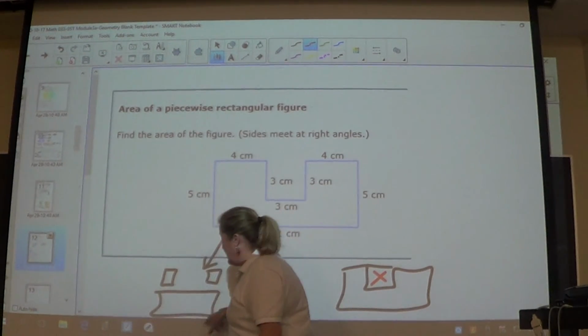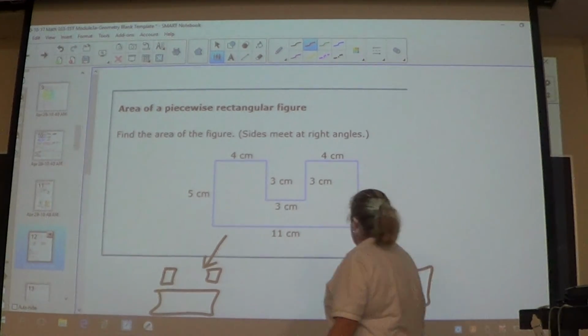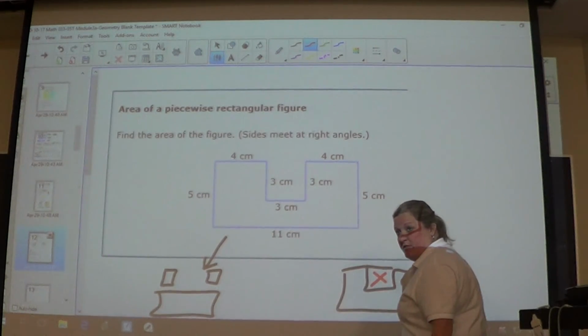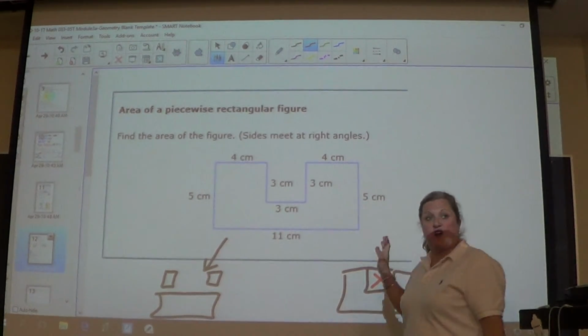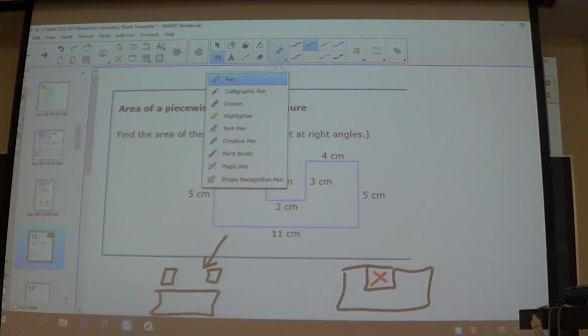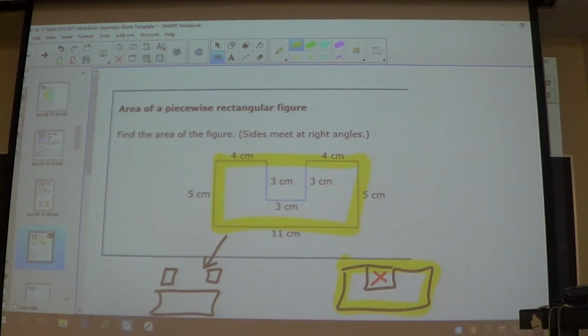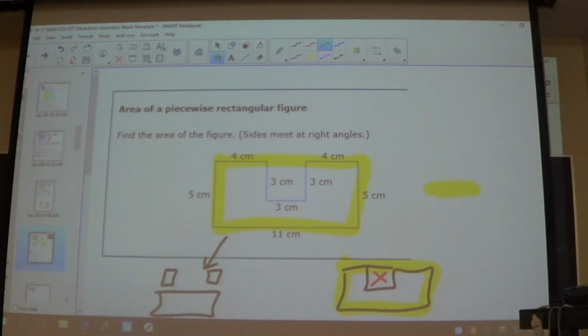So you would have to do the length and width of this, the length and width of this, the length and width of this, and add them up. I'm going to do the overall length and width, and subtract. So tell me, what is the length and width of the entire thing? How tall and how wide is the entire thing? 11 by 5. 55. What is the length and the width of the piece that I'm tearing out?